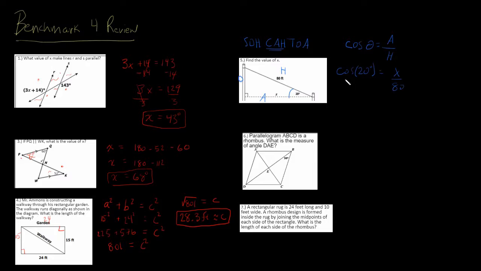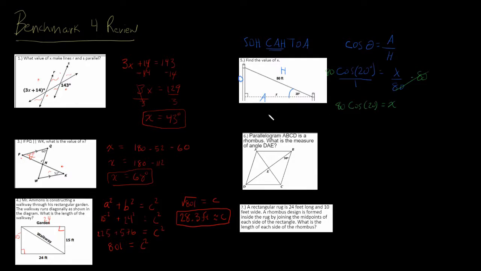And just to give ourselves a little bit of comfort here, we'll put this over 1. Okay, why not? So if we want to solve for x, we have to undo x divided by 80. So how do we do that? We're going to multiply by 80 on both sides. Okay, multiplication undoes division. So these cancel, and we get 80 times cosine of 20 is equal to x.